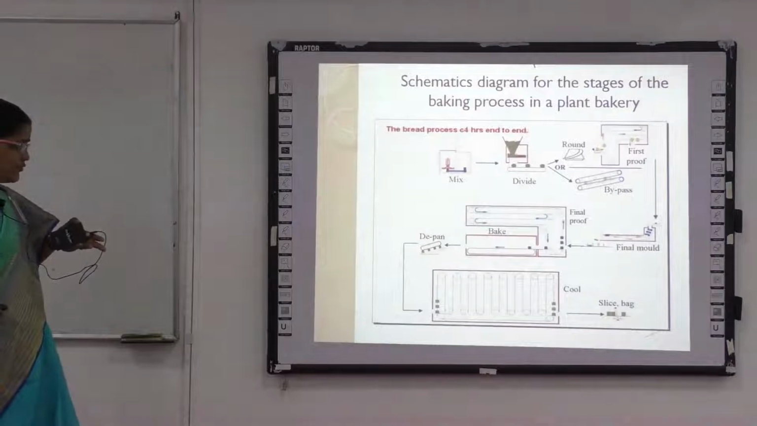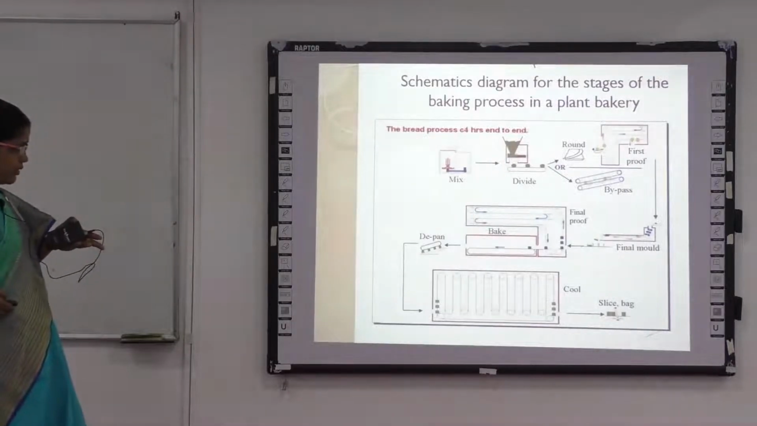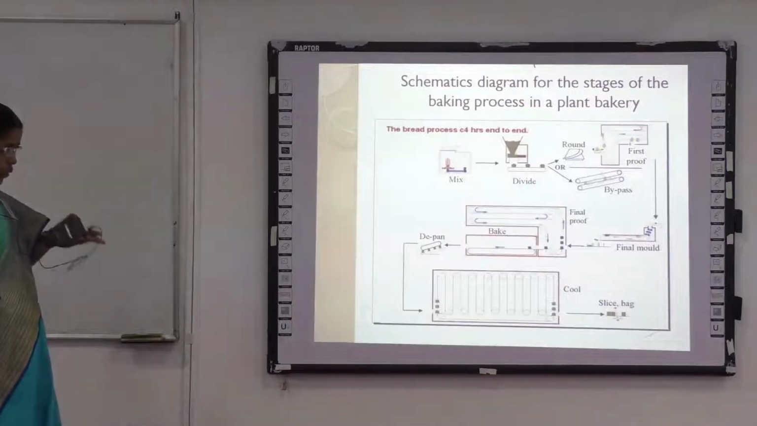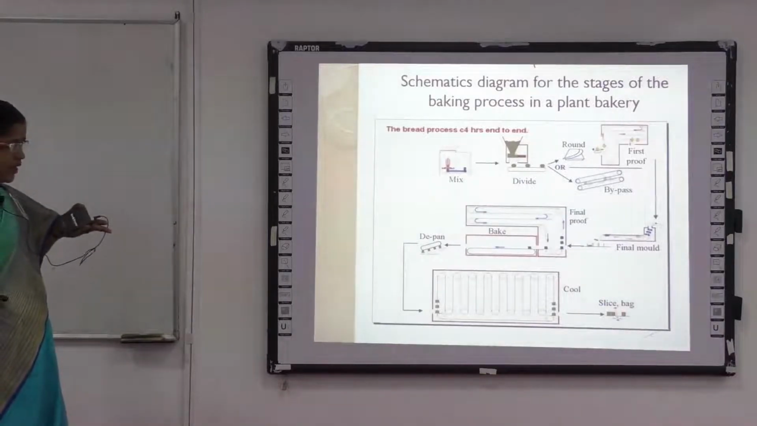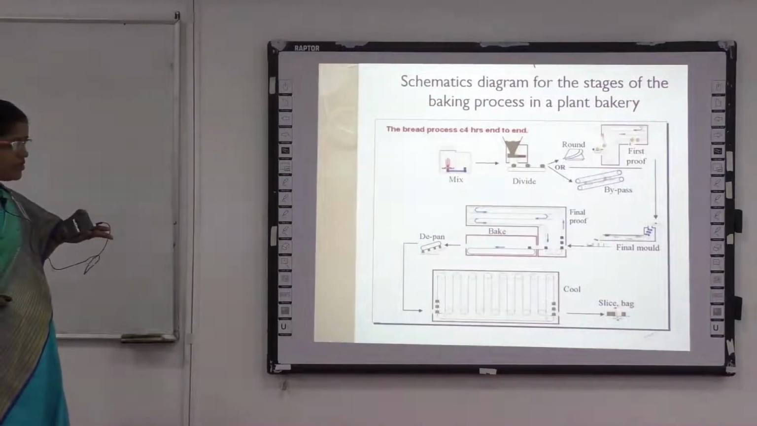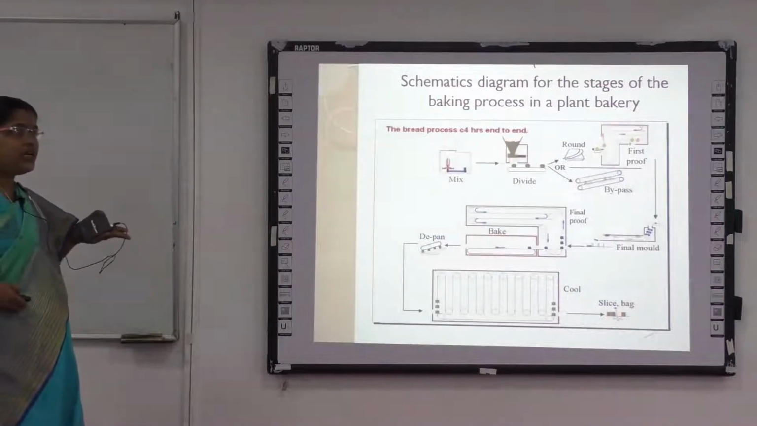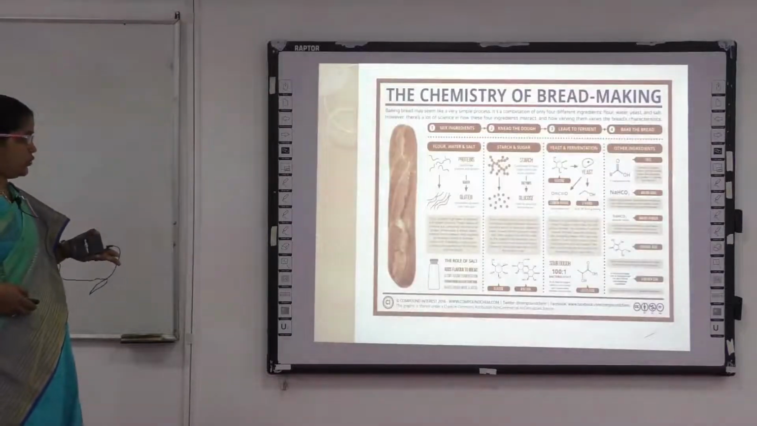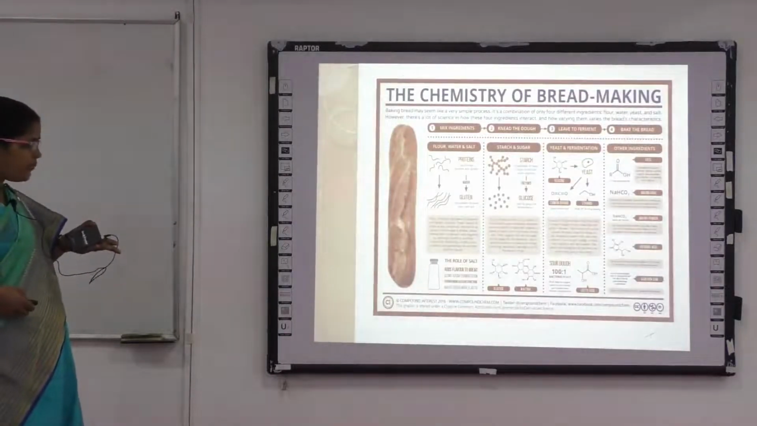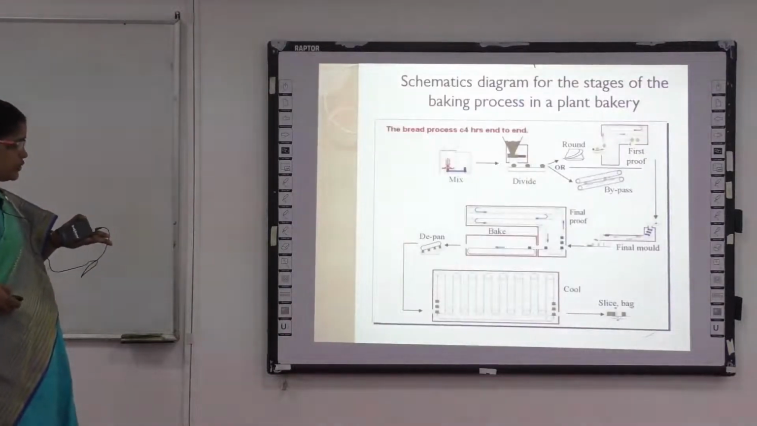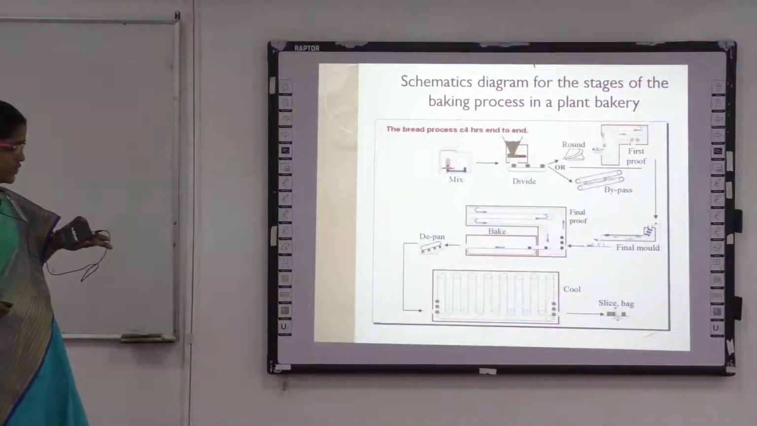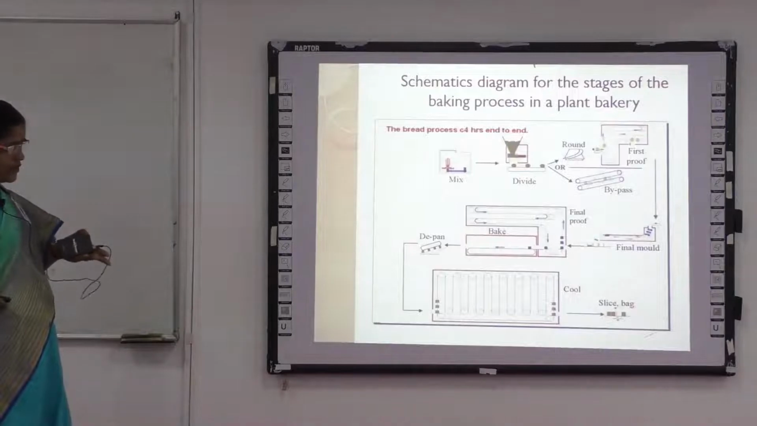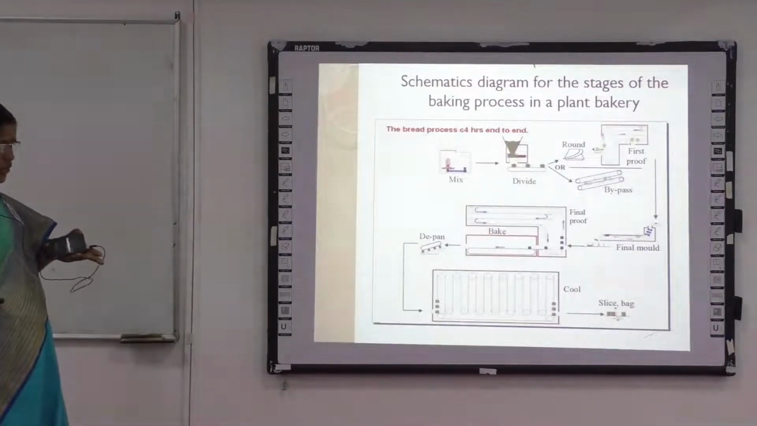During slicing, if the temperature is not reduced properly, there will be gum development in the loaves. At the same time, after packing, there may be a possibility of sweating of the bread inside the packs, which leads to mold growth. So the temperature needs to be reduced to 35 to 40 degrees Celsius before slicing. After slicing, the loaves need to be packed in bags and they are ready for dispatch.